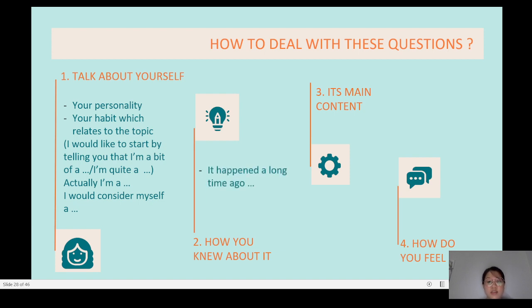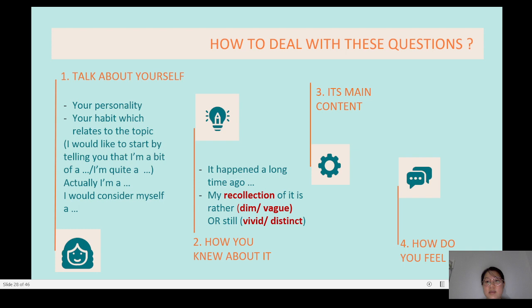In section 2, how you know about it, you can say it happened a long time ago, or you can add this sentence: my recollection of it is rather dim or vague, or still vivid or distinct.